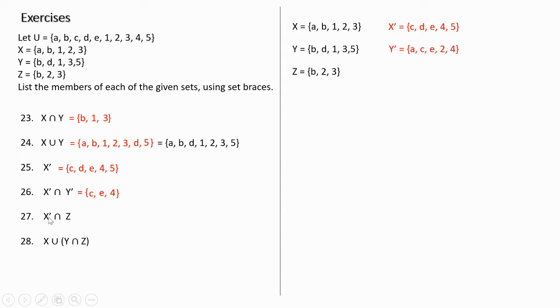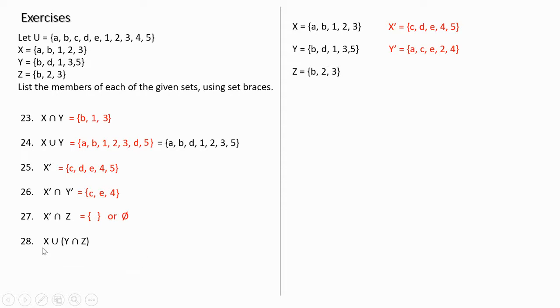Now here we have the complement of X, which is this part over here. That's the complement of X, or not X, and it intersects Z. So let's start here. Do they both have a C? No. Do they both have a D? No. How about an E? No. How about a 4? No. How about a 5? No. So what's the answer? Empty set, or that symbol like a 0 or an O with a slash on it.